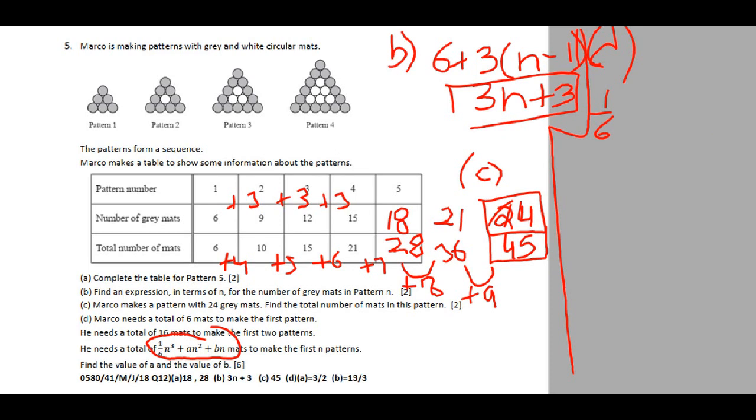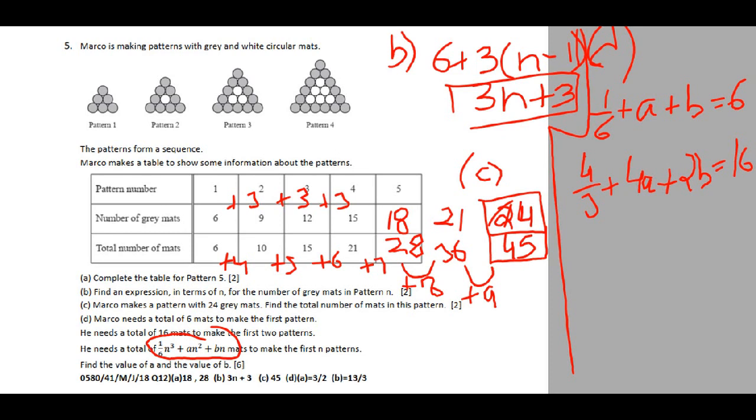So when n is equal to 1, this equation becomes 1 over 6 plus a plus b is equal to 6 mats. And when n is equal to 2, this becomes n cubed, which is 2 cubed over 6. 2 cubed over 6 is 4 over 3. 4 over 3 plus a times 2 squared is 4a, plus b times n is b times 2, 2b, is equal to 16. Now you have 2 equations, solve them simultaneously to get the answer.